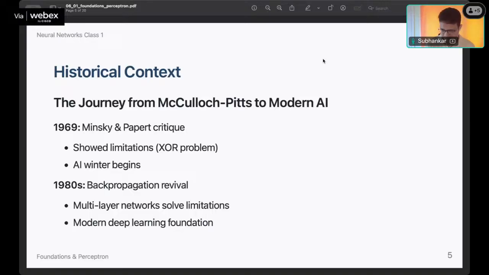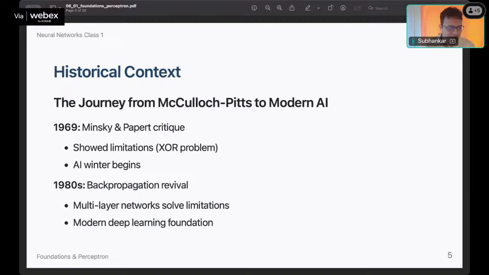XOR is a very simple logical function. The moment this paper was published, people gave up hope on neural networks as such, not AI per se, but neural networks. Because neural networks were driving the AI, it moved on to be called the AI winter. I think Professor Sen talked about it in the very first class. So basically, one paper froze the research in this particular field because somebody told us that a perceptron cannot solve simple XOR problems.